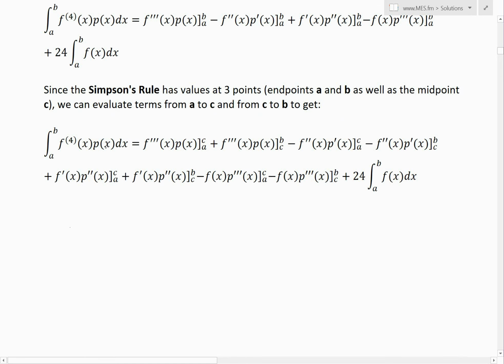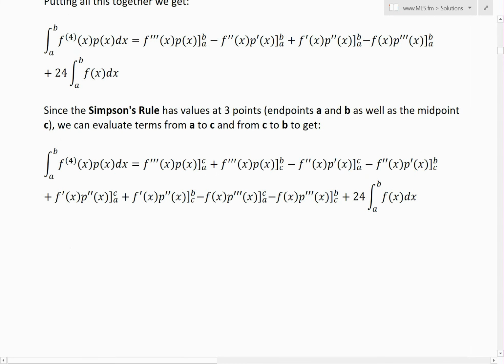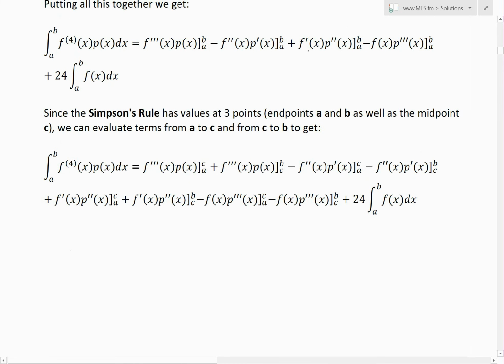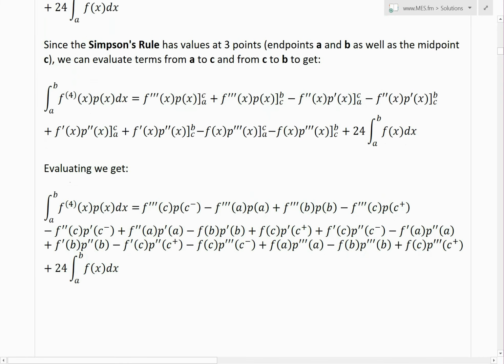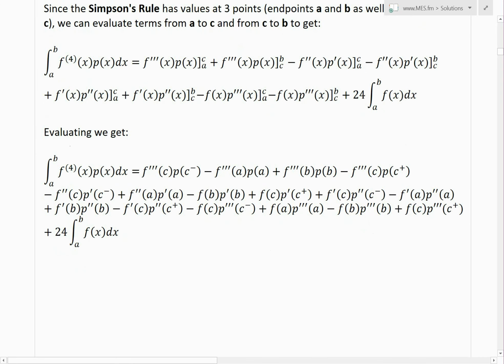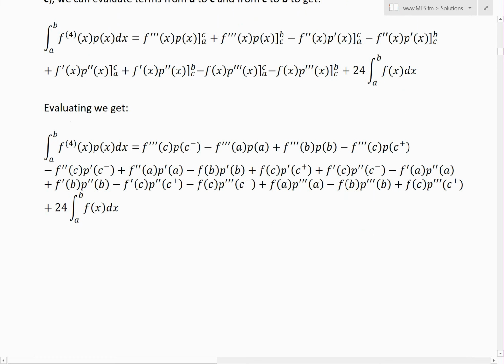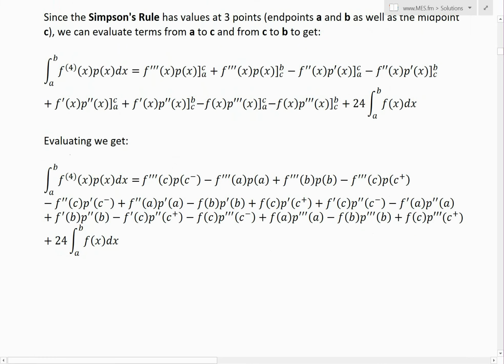And then it's basically exactly the same thing as above, but we broke it up from a to c and then c to b, and that's the same thing as over here. But we left this integral. Notice that we just left this 24 times the integral from a to b of f of x dx, because that's the integral we are trying to approximate. And then when we start evaluating all this, we get this, and I already had this typed out because if I were to write this out, the video would be a couple hours long.